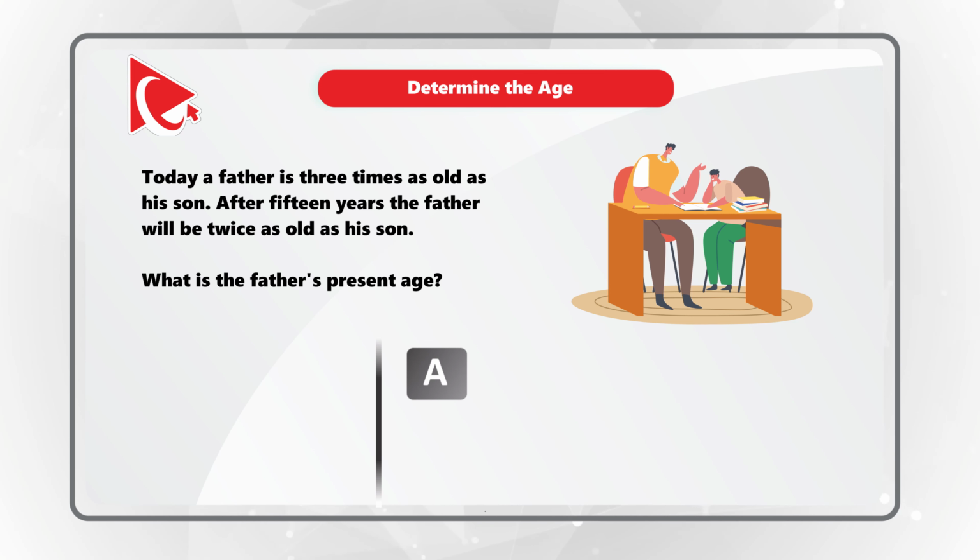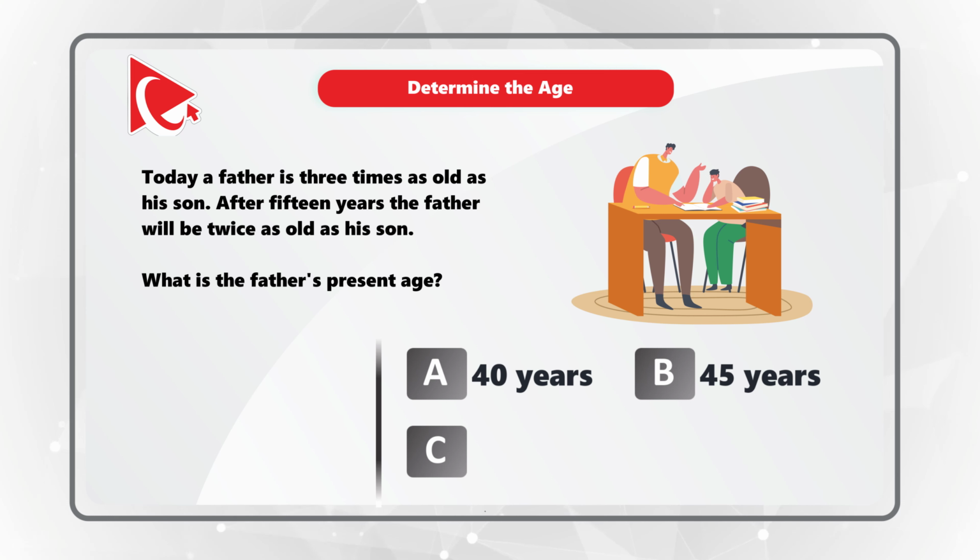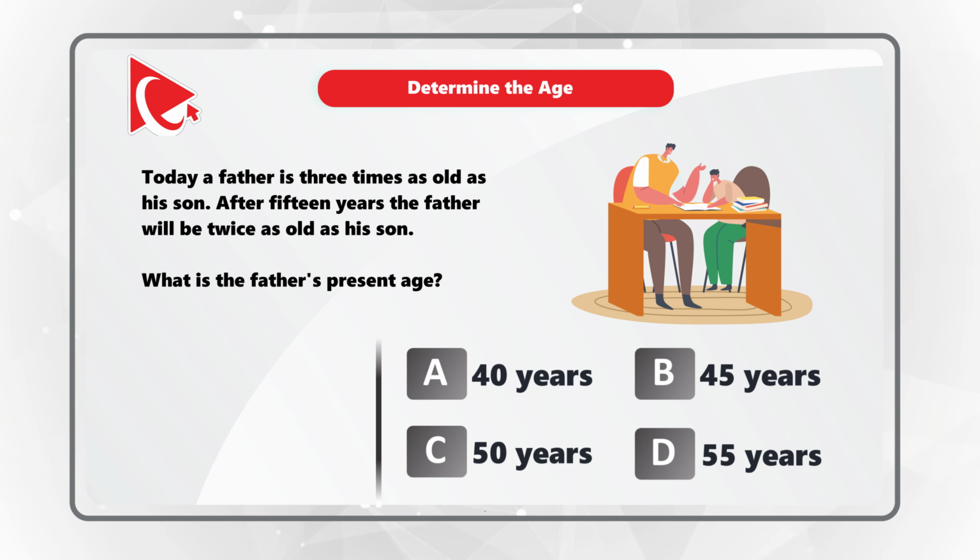Choice A, 40 years. Choice B, 45 years. Choice C, 50 years. And choice D, 55 years. Do you see the answer? Give yourself a little bit of time to see if you can come up with the solution.